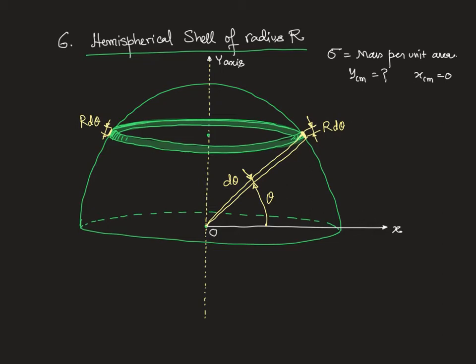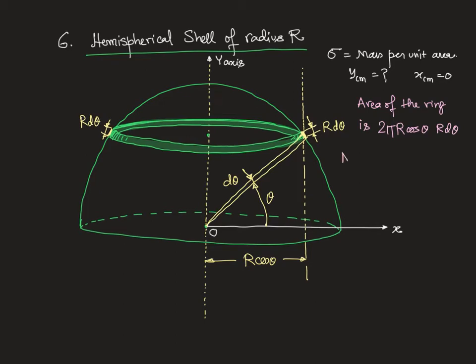Okay. Now, what about the radius of this ring? So you divide this shell into rings. The radius of the ring is r cos theta, because if you drop this perpendicular, right? So this is going to be r cos theta. So what is the area of the ring? The area of the ring is 2 pi r cos theta multiplied by r d theta.